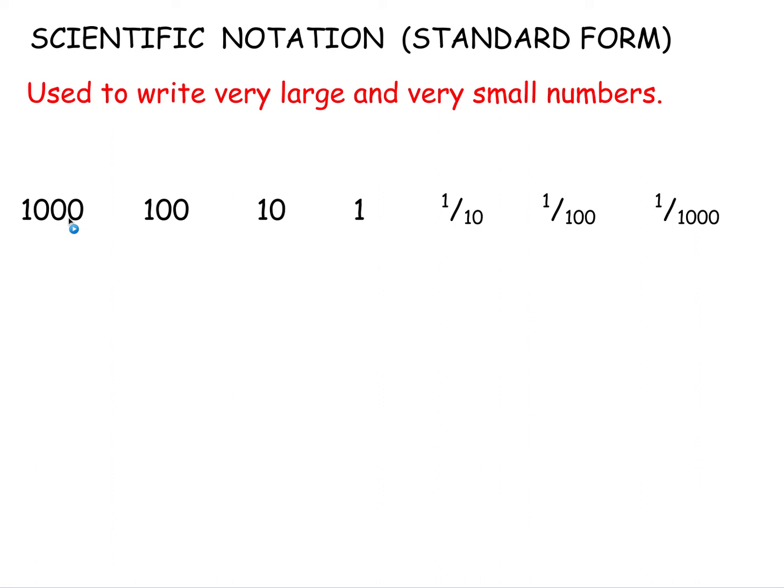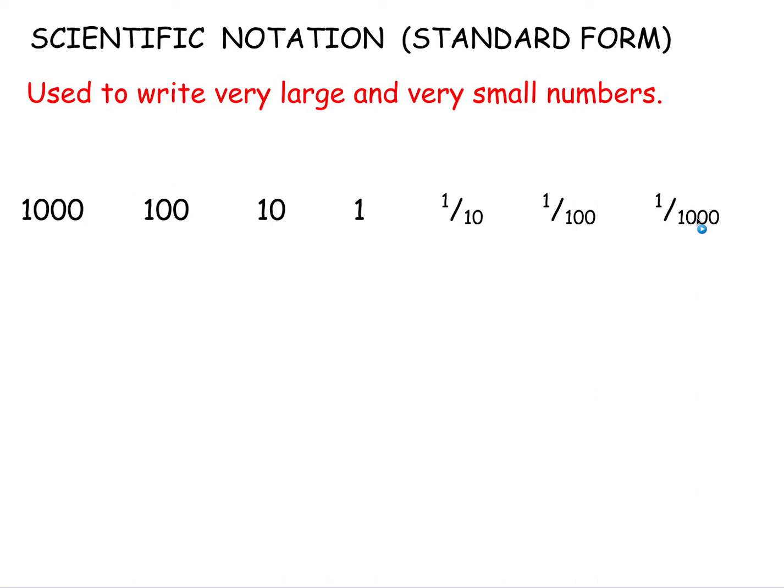So this is a sequence where to move from one term to the next, you divide by 10. So it's 1,000, divide by 10 is 100, divide by 10 is 10, divide that by 10, you get 1. Divide 1 by 10, you get a tenth. Divide that by 10, you get a 100th. Divide that by 10, you get a 1,000th.